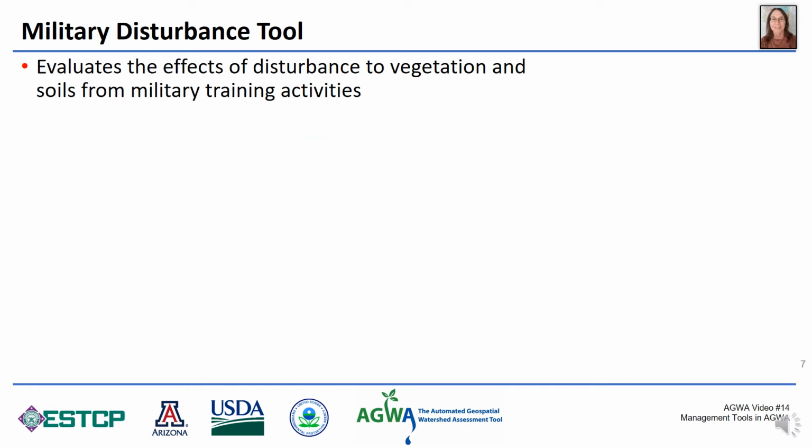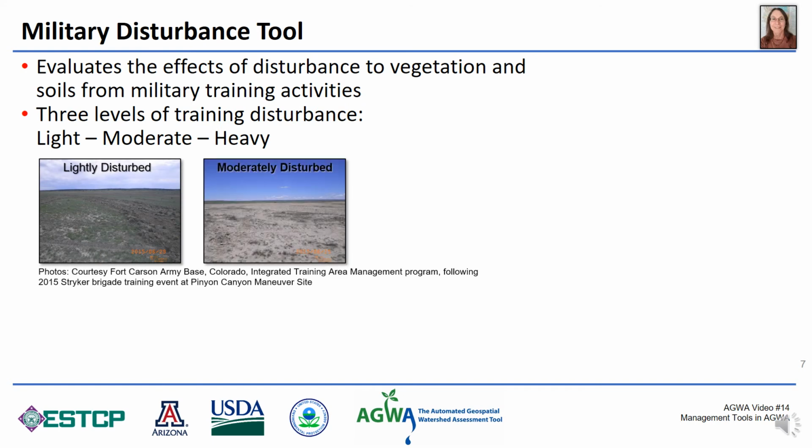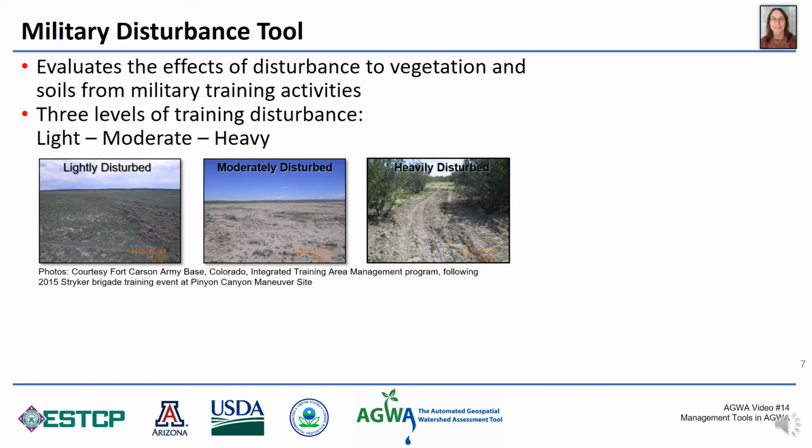The Military Disturbance tool was developed specifically for military applications. It evaluates the effects of disturbance to vegetation and soils from military training activities. The tool includes 3 levels of training disturbance: light, moderate, and heavy. Lightly disturbed areas would have abundant seed sources and not require any revegetation or grading. Moderately disturbed areas would have some seed sources remaining with moderate surface disturbance.